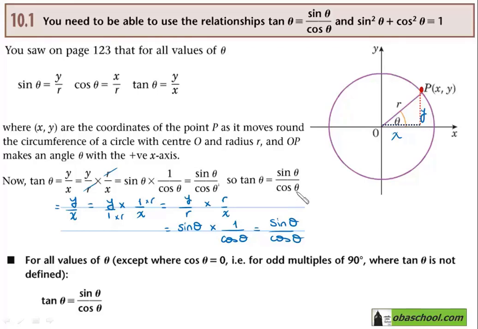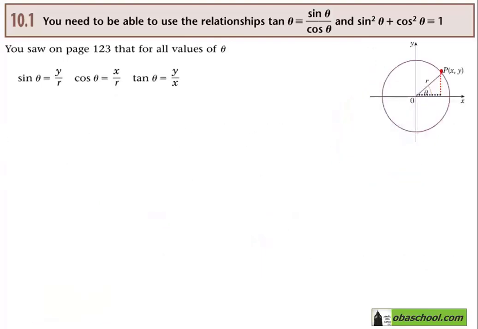And cosine theta is equal to 0 at 90 degrees and 270 degrees. That is for odd multiples of 90 degrees, where tan theta is not defined. Thus, we can say that tan theta under this condition is equal to sine theta over cosine theta. All of this is about the first relation. Now let's look at the second relation.